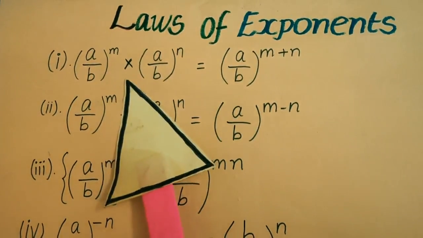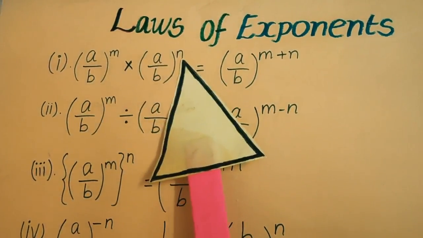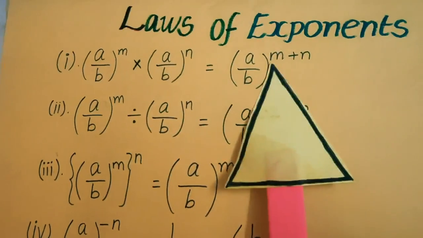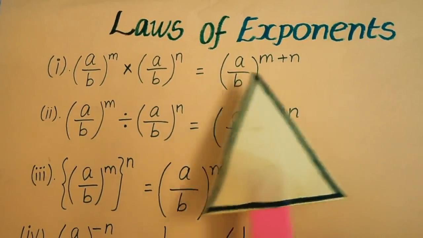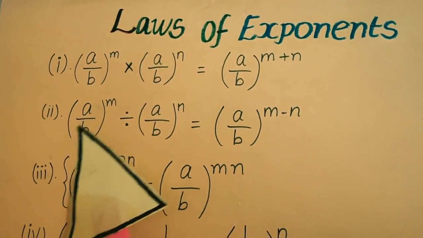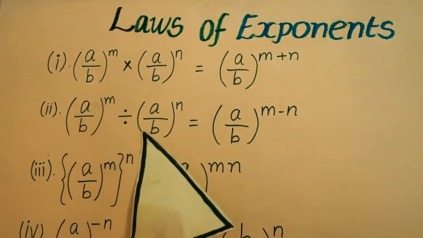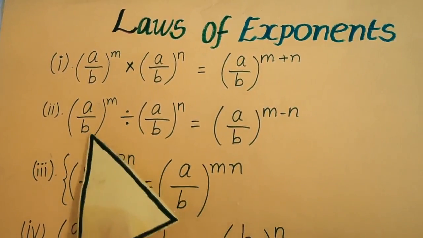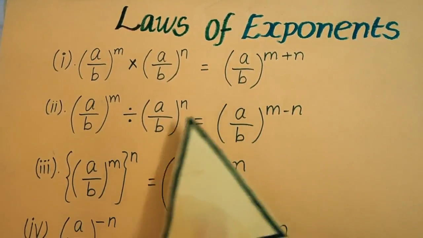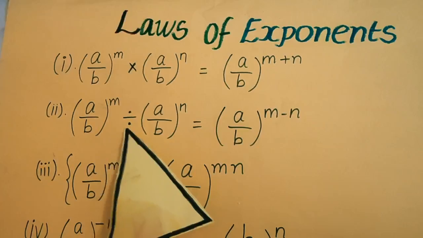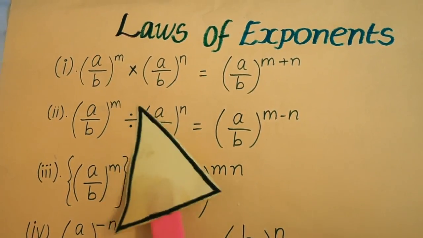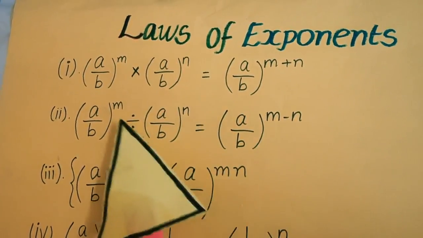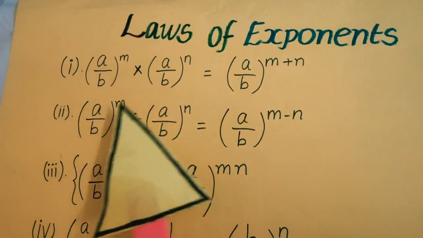If it is multiplied, we add the powers, which is m plus n, isn't it? Okay, let me move to the next one. Here also a by b whole to the power of m divided by a by b whole to the power of n is equal to. Both bases are the same, so we take it as a by b. Then this is divided. If it is divided, we subtract the powers, which is m minus n.